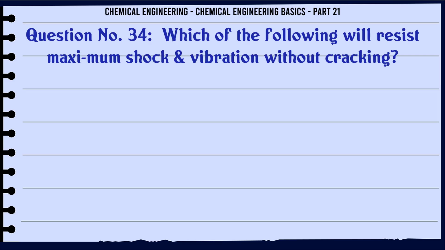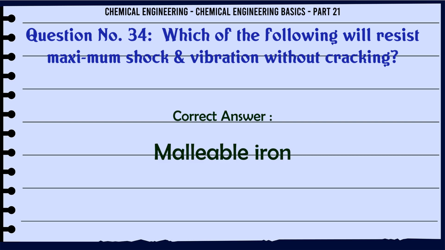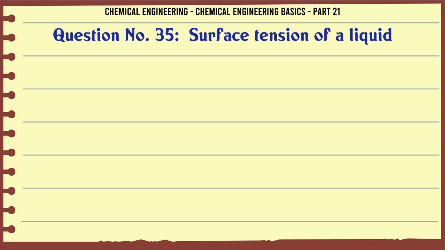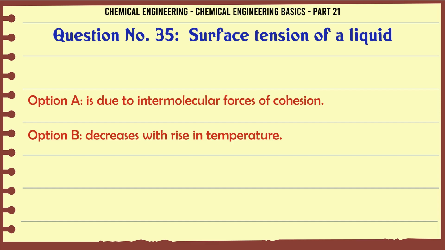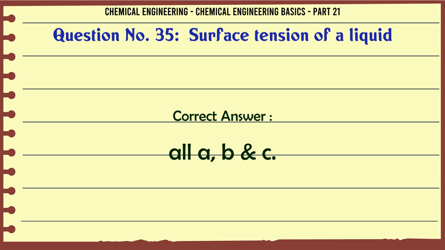Which of the following will resist maximum shock vibration without cracking? A. Gray cast iron, B. White cast iron, C. Malleable iron, D. Graphite. The correct answer is malleable iron. Surface tension of a liquid: A. is due to intermolecular forces of cohesion. B. decreases with rise in temperature. C. is responsible for the spherical shape of an isolated liquid drop. D. All ABC. The correct answer is all ABC.